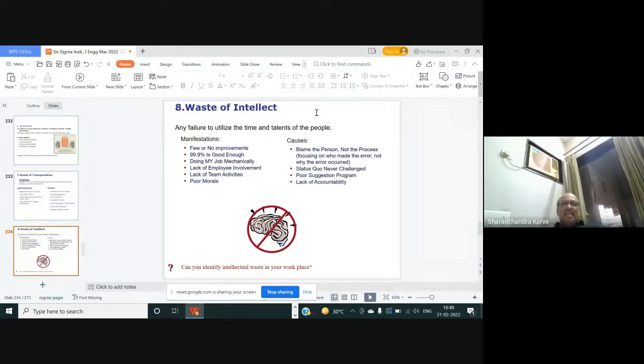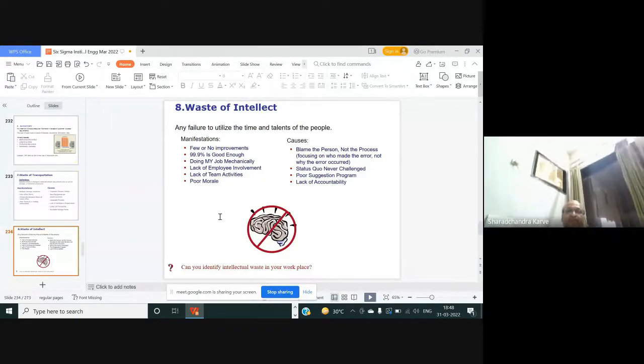Then waste of intellect, which is called the eighth waste. The perfect person for the perfect job should be the ideal way. Anyone who is not right for that job is an intellect waste. That is what is emphasized in the Japanese concept. One who is fit for that job has to be given that job, and that is very important from an employee engagement perspective, and also for the organization.